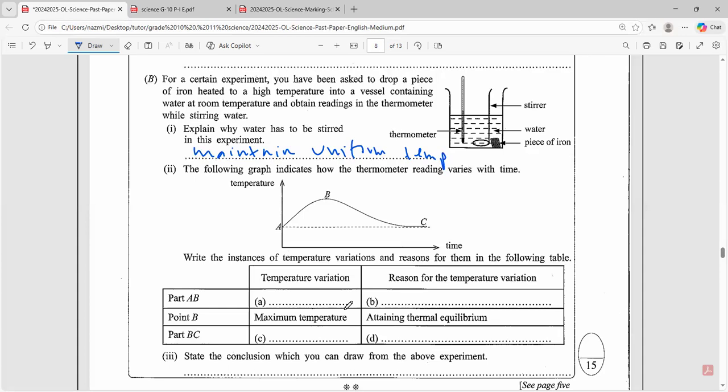Part B, see what's happening? The temperature is decreasing. So what do you think the reason is? Loss of heat. Okay. Now you got heat from the iron. Again, heat can be lost, right? It won't stay at that high temperature. It will again come down to room temperature. So loss of heat by water. For that also 1 mark. Each 1 mark.